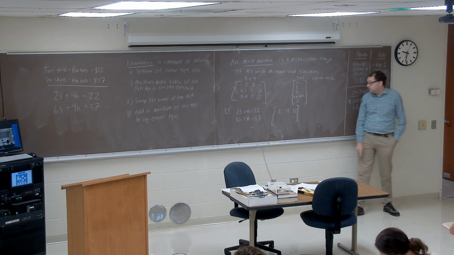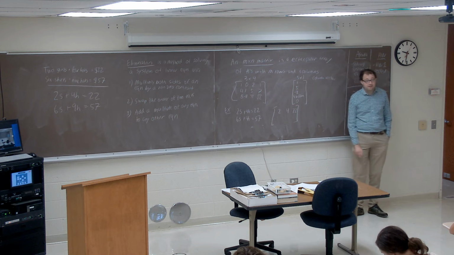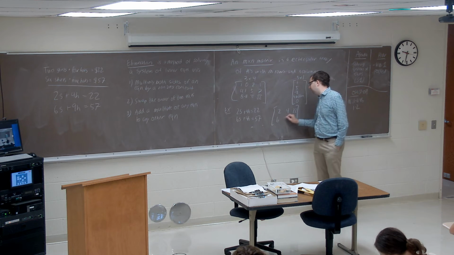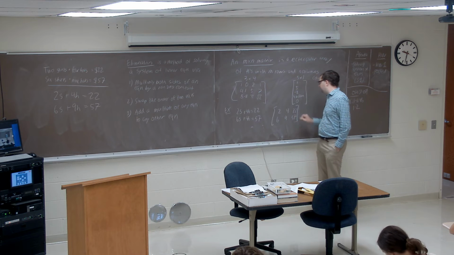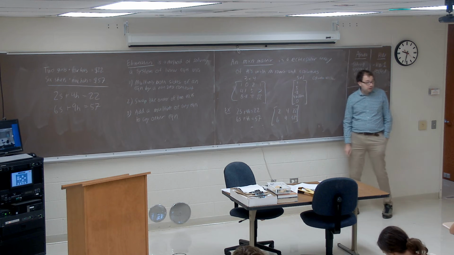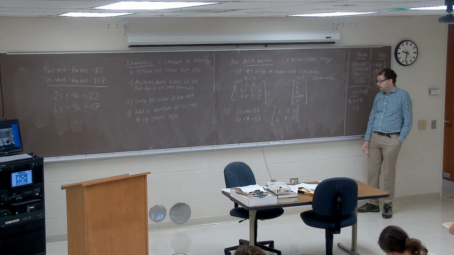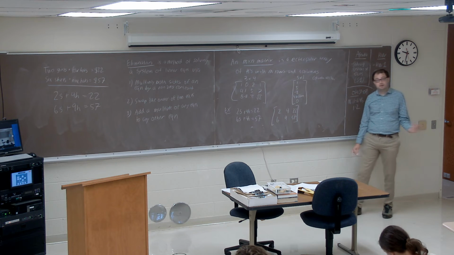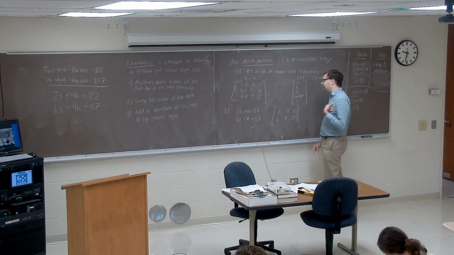And our bottom row, 6s plus 9h equals 57, how do you think we would write out that row in our matrix? 6, 9, 57. Yeah, just 6, 9, 57. And voila, we've created a matrix that encodes the same information as our original system of equations.